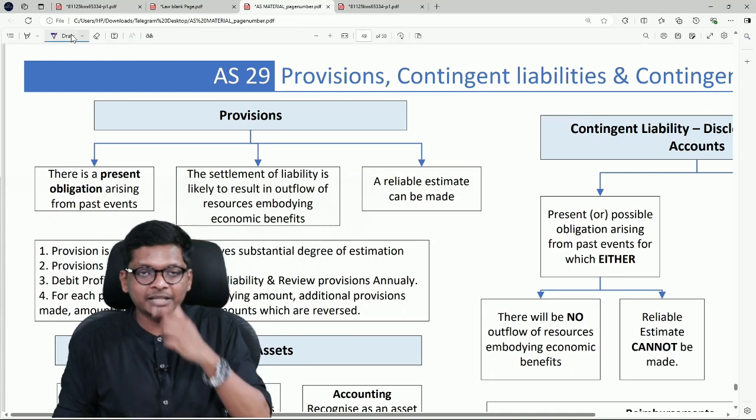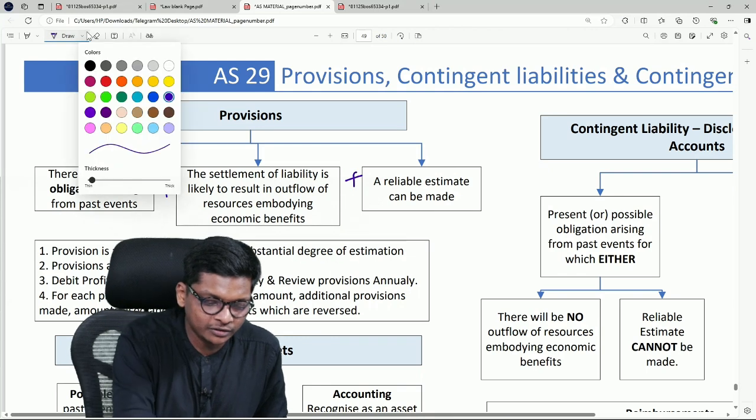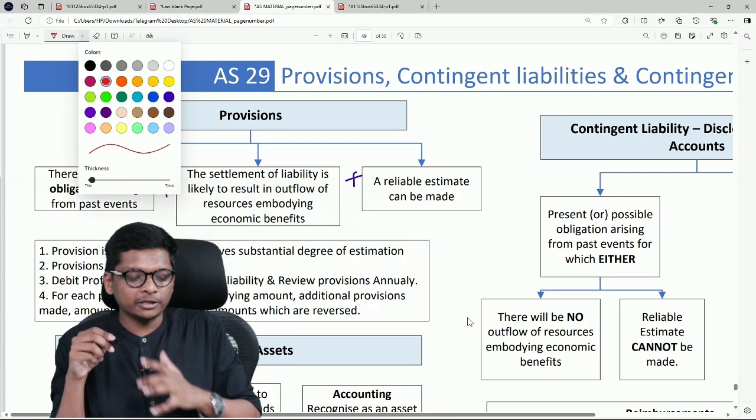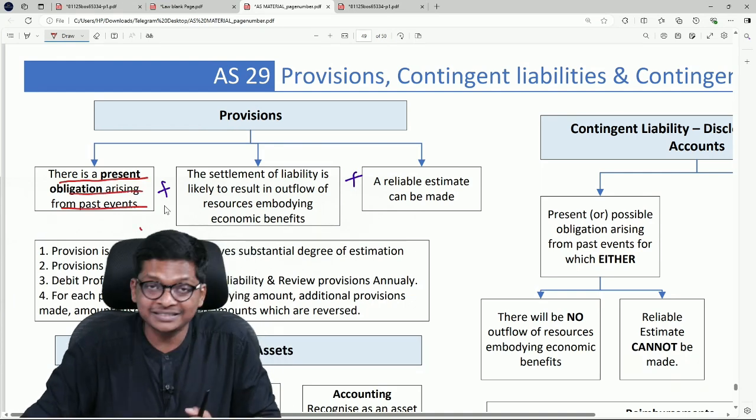What is provision defined as, guys, in AS 29? It's 3 points. You have to satisfy all 3 points of the definition. What is that? First, there is a present obligation arising from past events.